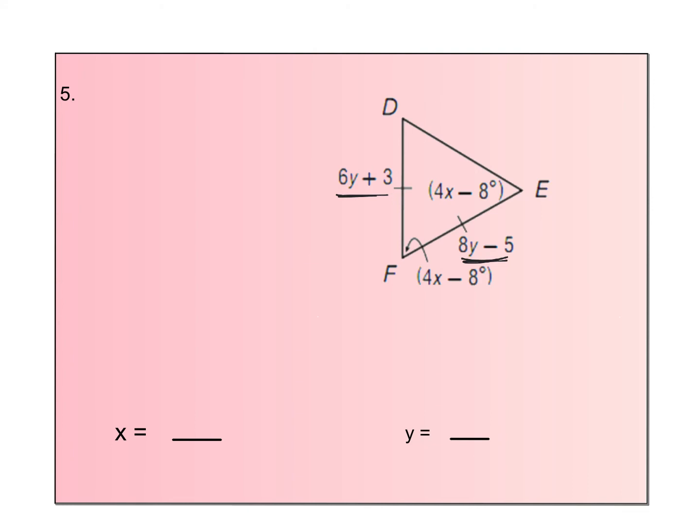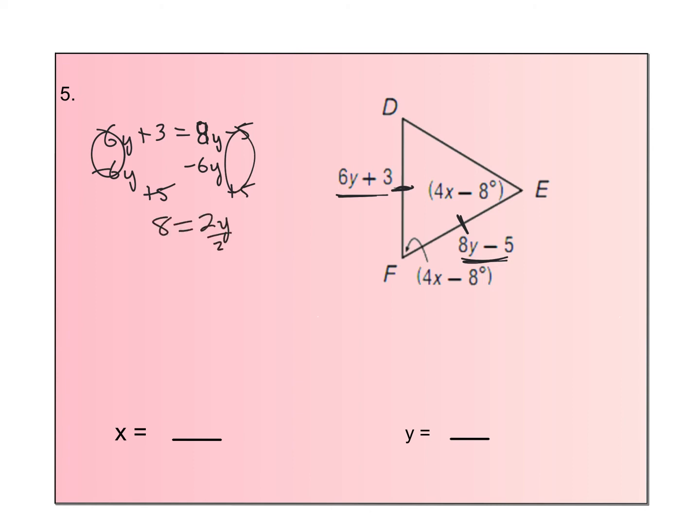6y plus 3, 8y minus 5. We both know, okay, we know that that's isosceles. We know those two are equal. So I can solve for y without too much craziness. That becomes 0. That becomes 0. Divide by 2, divide by 2. Y equals 4. All right? I don't like that. Give me a proper 4.